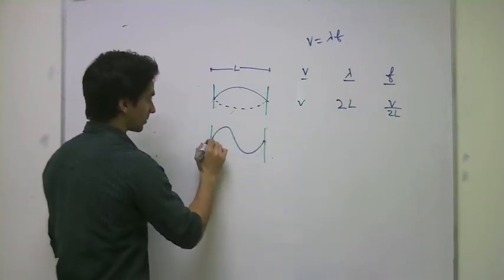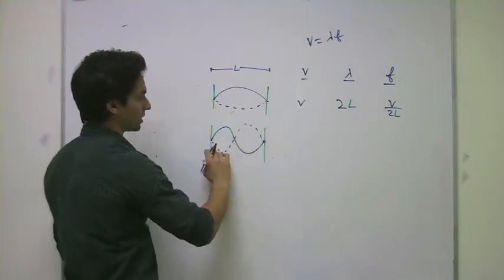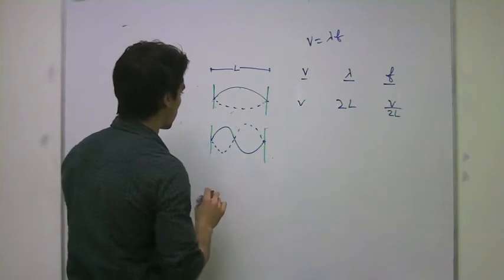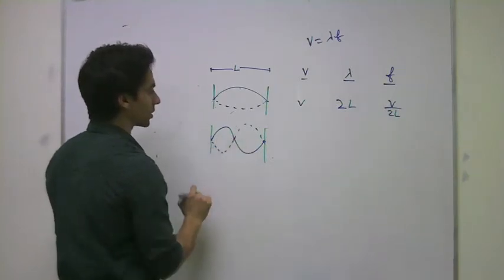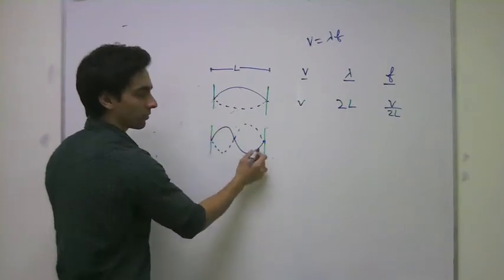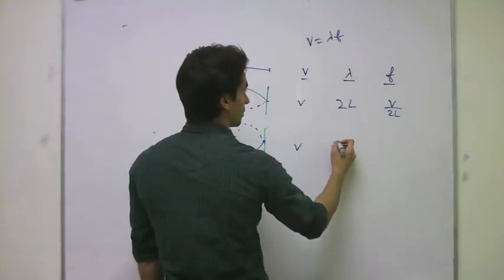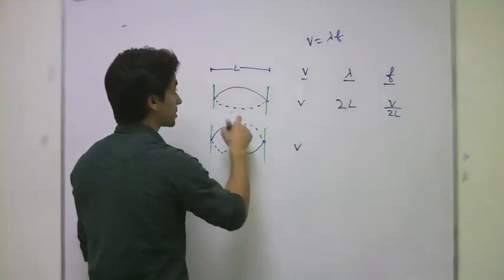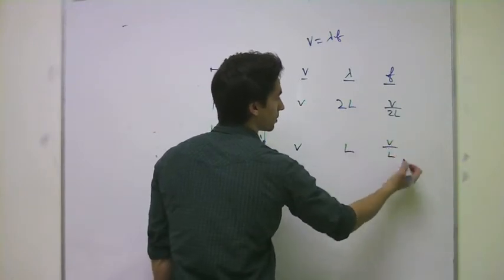So it will look something like that. Okay, and when it oscillates, this would be the other phase of oscillation. Now, in this we can see we have three nodes over here. This entire structure here is one wave, right? Firstly, the speed would still be the same. The wavelength now is just L, and the frequency would become V over L.